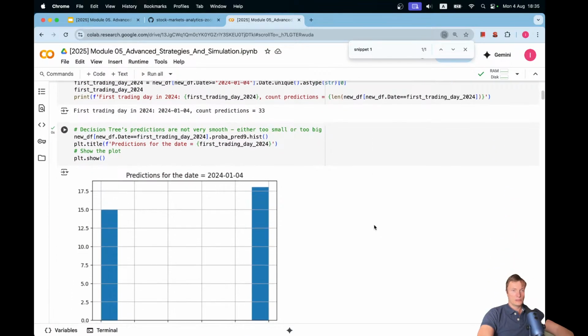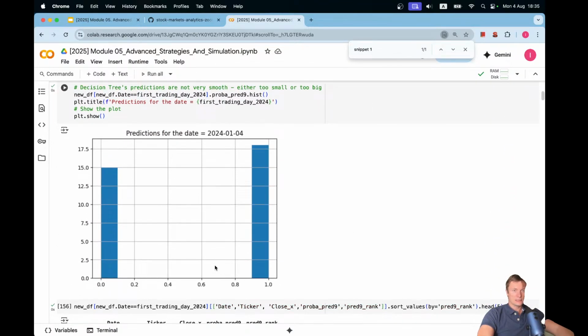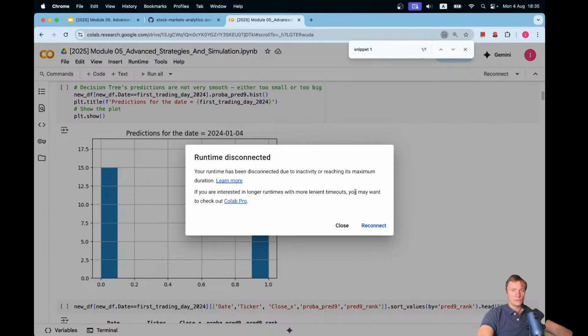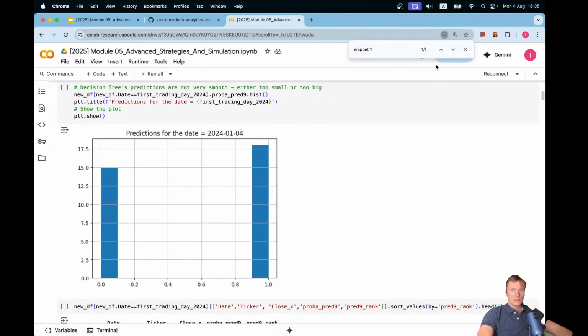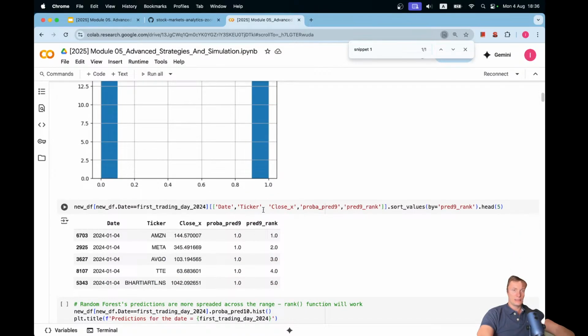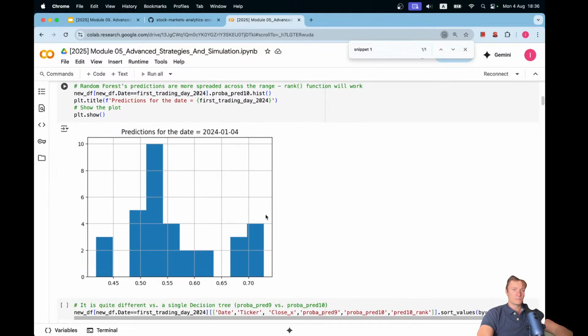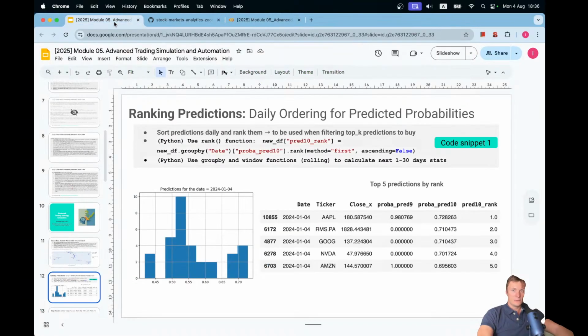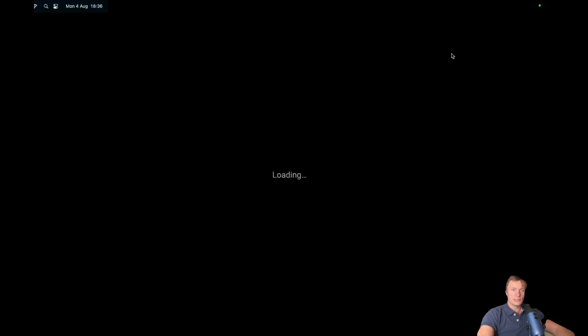And what I wanted to highlight here is that the decision tree, in the way that we trained it, was not a very complicated decision tree. It has only two classes of predictions, whether it is a very small probability or very high probability. And for the random forest, the probabilities are more smooth. So that was ranking predictions.